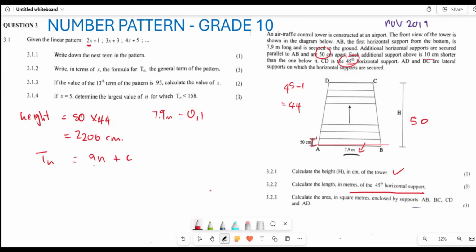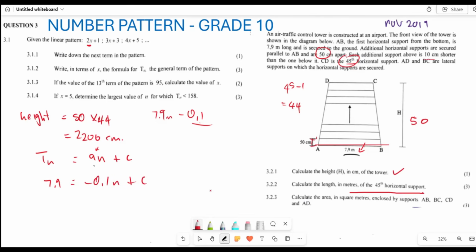And then the A can represent the difference in this particular case, right? So now the Tn, if let's say here they are saying the Tn at 7.9 is equals to, now what is the A? The difference here, remember the difference, it's minus 0.1, right? Because they said it's 10 centimeters. So it's minus 0.1 n plus your C altogether.